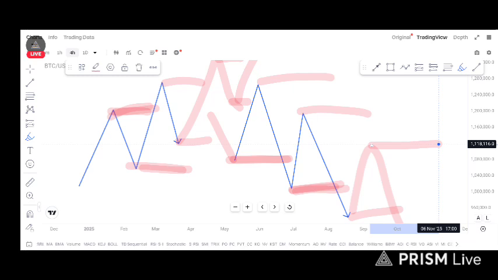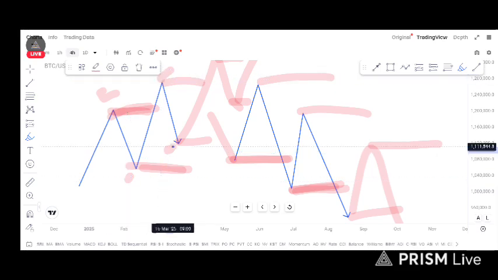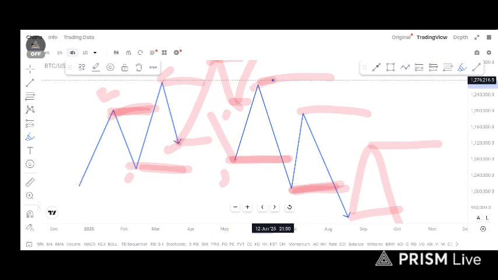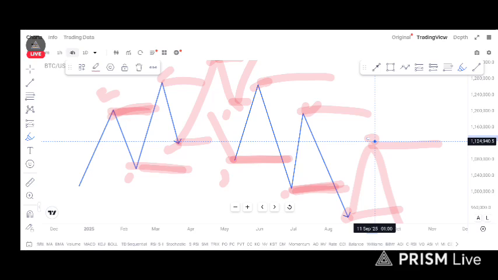And again, what we have is higher highs and higher lows in an uptrend. And in the downtrend we have lower lows and lower highs. These are the important takeaways you have to take away.